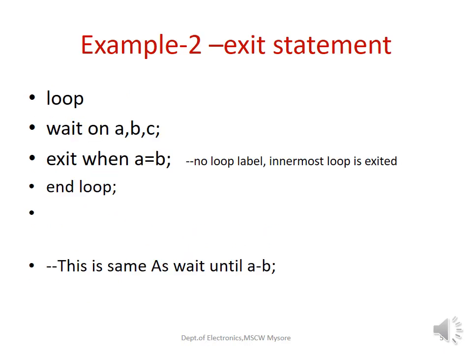This is another example, with the wait statement: wait on A, B, C; exit when A is equal to B; end loop. Here, with the condition, I told it to exit the loop. Whenever the values of A, B, C change, when A is equal to B, we are going to say exit the loop.